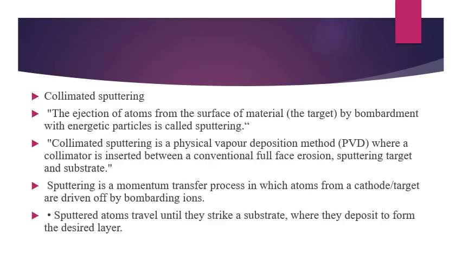Now it's time to discuss collimated sputtering. The ejection of atoms from the surface of a material by the bombardment with energetic particles is called sputtering. Collimated sputtering is a physical deposition method where a collimator is inserted between a conventional full face erosion sputtering target and the substrate. Sputtering is the momentum transfer process in which atoms from the target or cathode are driven off by the bombarding ions. Sputtered atoms travel until they strike a substrate where they deposit to form the desired film.